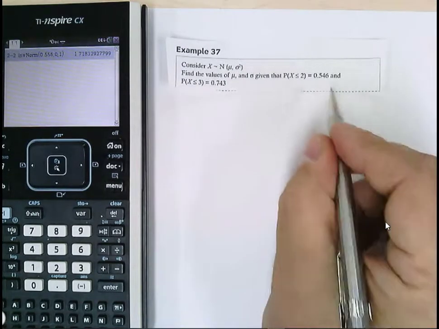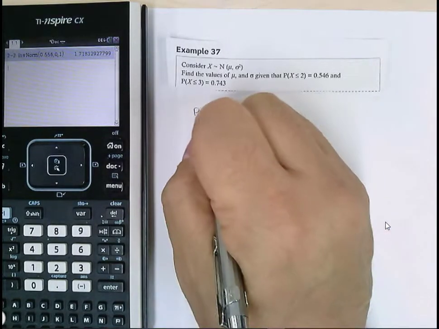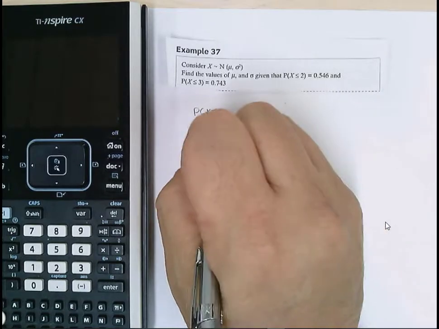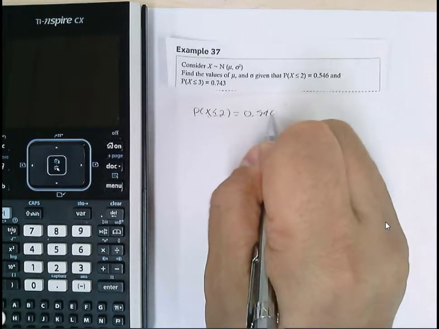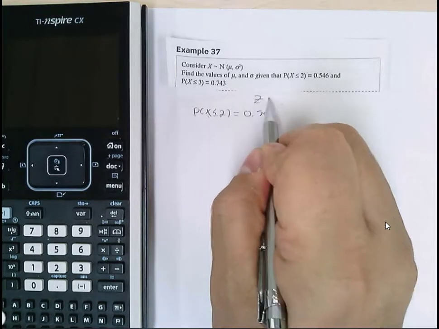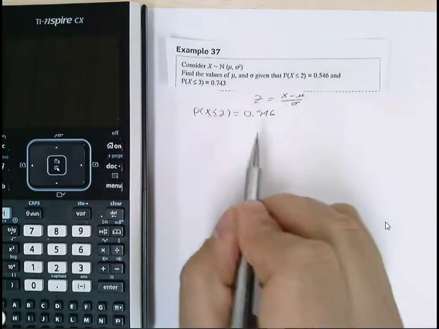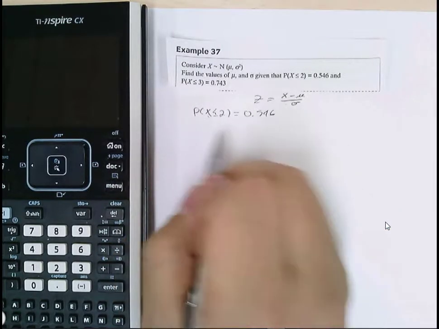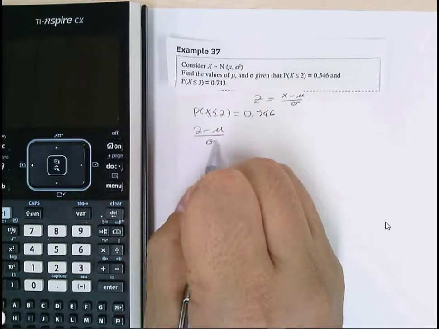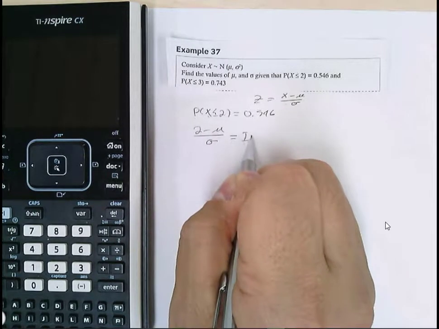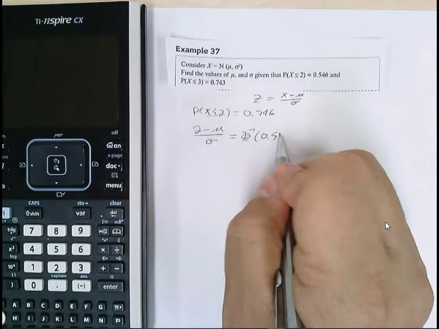So let's start with the first one. The probability that our random variable x is less than or equal to 2 is equal to 0.546. We'll do the same thing. We know that our z is going to be our random variable x minus our mean over our standard deviation, but we don't know both. So here is my random variable x: 2 minus mean over standard deviation is equal to the inverse of a normal, and since we normalized it, it's 0.546.